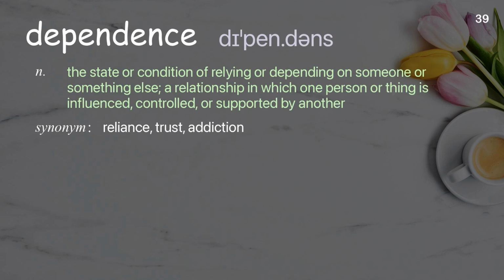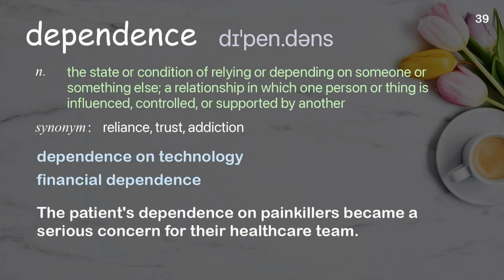Dependence. The state or condition of relying or depending on someone or something else, a relationship in which one person or thing is influenced, controlled, or supported by another. Examples: Dependence on technology. Financial dependence. The patient's dependence on painkillers became a serious concern for their healthcare team.